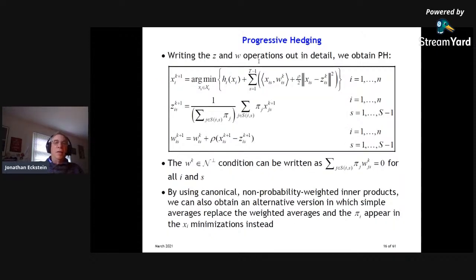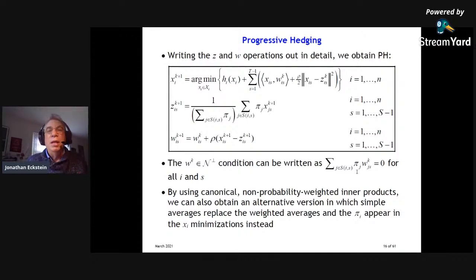Okay. If you write everything out in detail, like in the Rockafellar and Wets paper, you get this thing. But this is just a long-winded version of what I had on the previous slide. And the condition that the multipliers are in the orthogonal subspace basically means that if you take weighted averages of these multipliers over scenarios, they have to be 0.